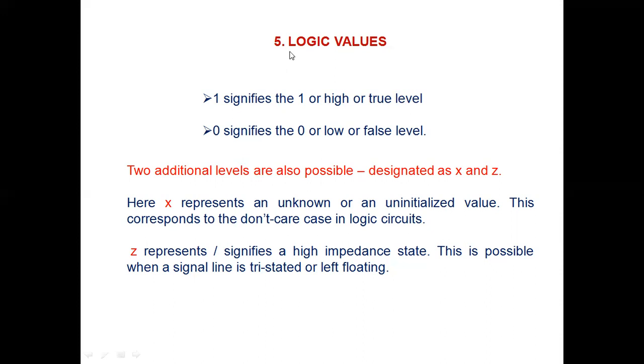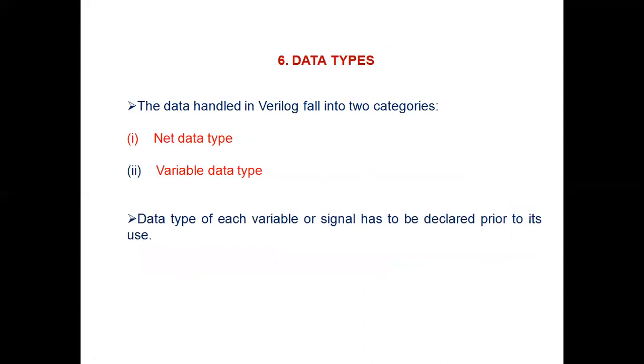Now what are the logic values we are using in the Verilog language program? Four values: logic 1, logic 0, X and Z. Okay, next we'll see the data types.